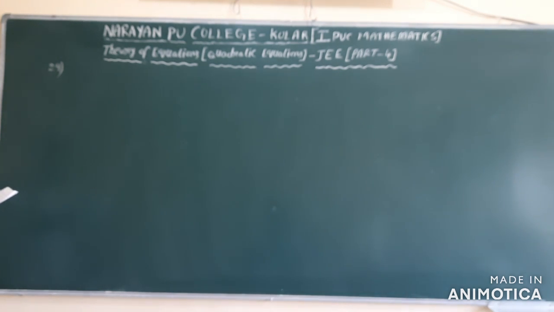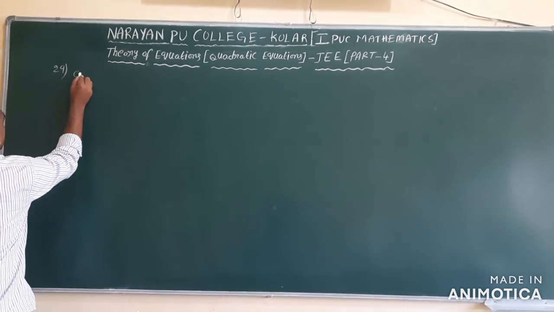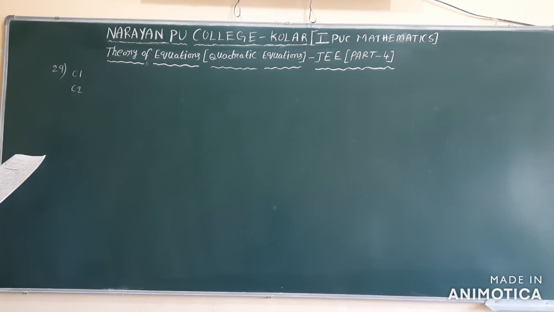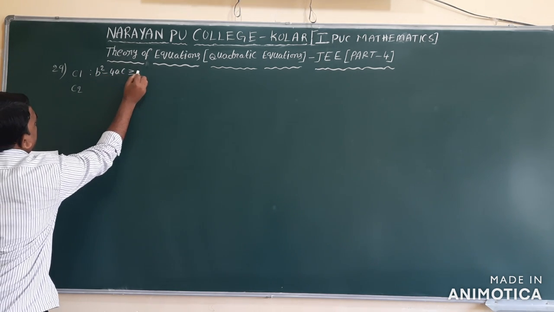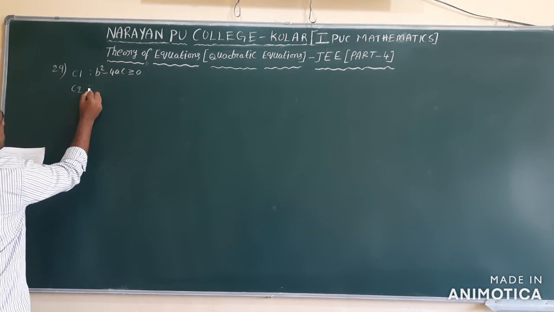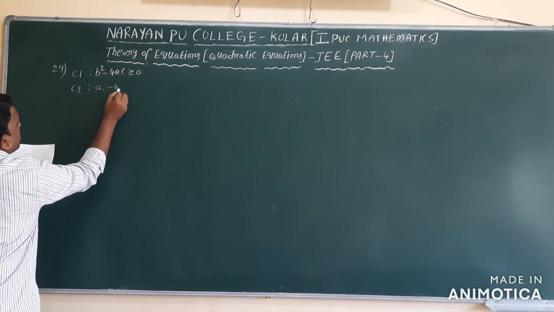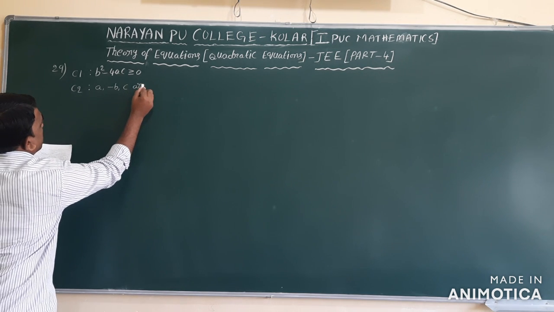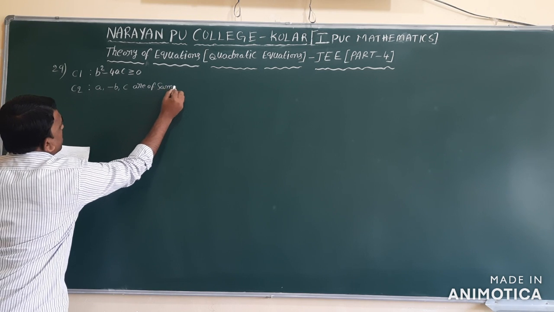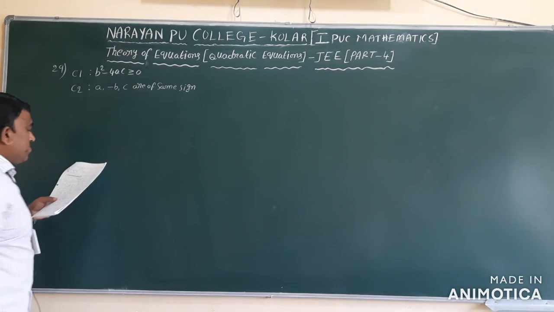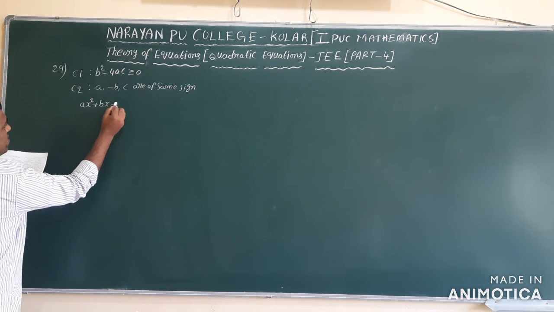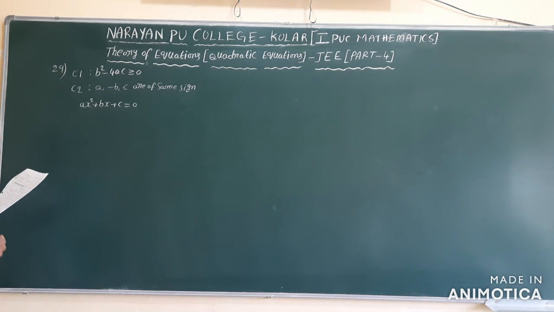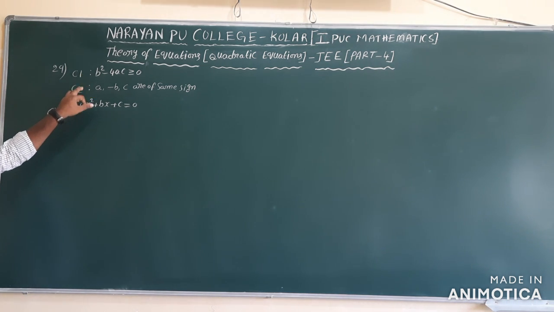Question number 29. Let the conditions C1 and C2 be given. C1 is defined as b square minus 4ac is greater than or equal to 0. And C2 is defined as a, comma, minus b, comma, c are of the same sign. The roots of ax square plus bx plus c is equal to 0 are real and positive if. So the question is, C1 and C2 are defined like this.